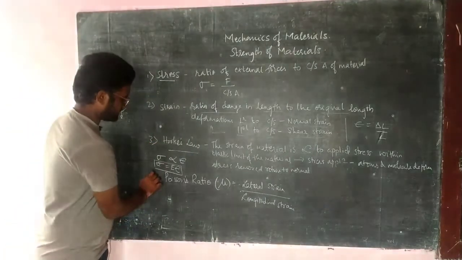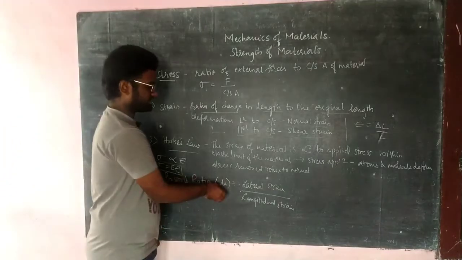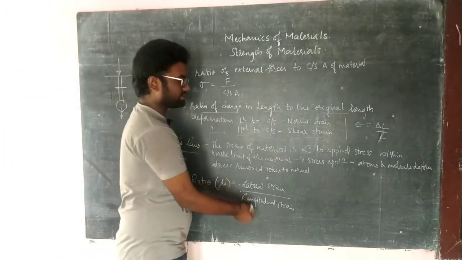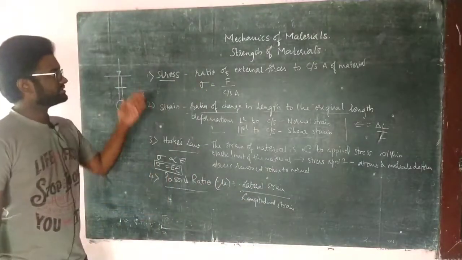Coming to the last one, that is Poisson's ratio. What is Poisson's ratio? Poisson's ratio is represented as mu. It is the ratio of the lateral strain to the longitudinal strain. So these are the basic definitions.